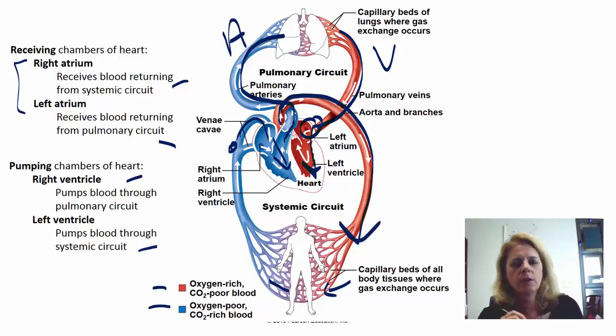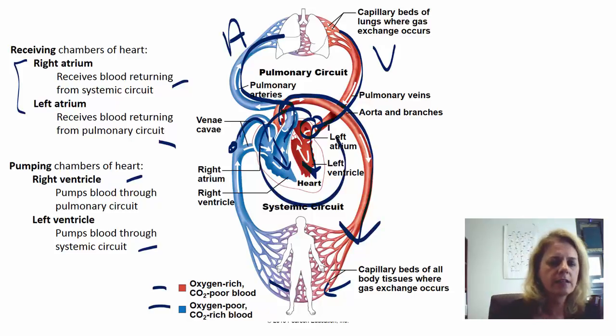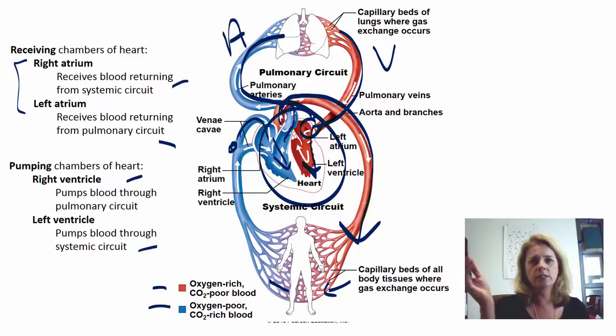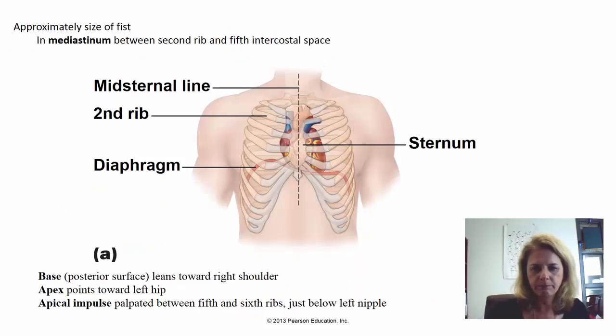So you have two separate circuits that are kind of connected by the heart. All right, so blood is going to go in one continuous loop from the right atrium to the right ventricle, out to the lungs, back to the left atrium, to the left ventricle, out to the body. So just one long continuous loop that's broken up into two circuits, one to the lungs and one to the systemic circuit, or to the body.